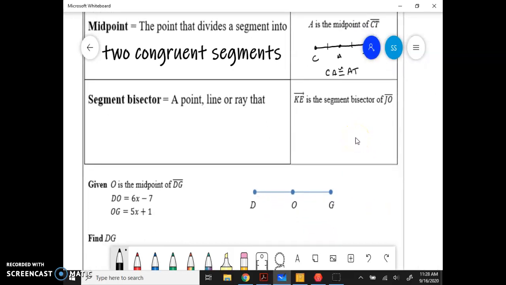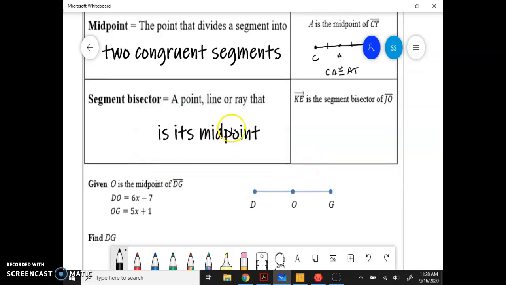And a segment bisector is a point, a line, or ray that intersects a segment at its midpoint. So it doesn't necessarily have to be just a point. It could be a line that cuts through exactly in half. Okay, so again we have KE, and this up top, with an arrow just going one direction, would tell me this is ray KE, the segment bisector of line segment JO.